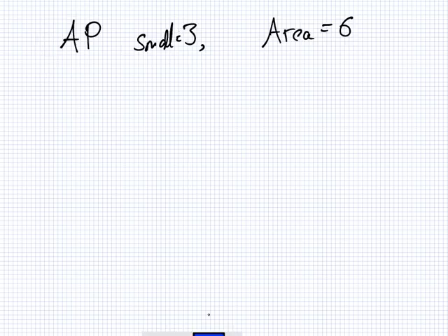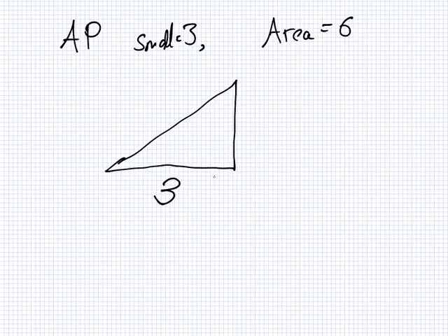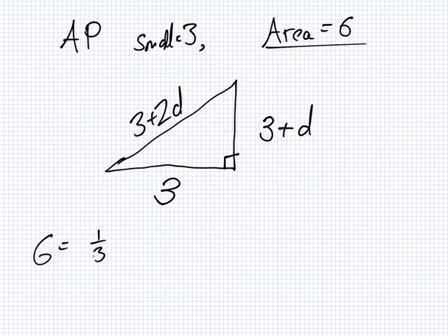Right. So, what we have here is a right angled triangle, and I tell you that the smallest side is 3, which I'll just call this side, and that the 3 sides are in arithmetic progression. So if this side is 3, how big is this side? It'll be 3 plus d, and then this one will be 3 plus 2d. There is something else you know about this triangle. You know the area is 6, yeah? So that means 6 will equal a half times 3 times 3 plus d.